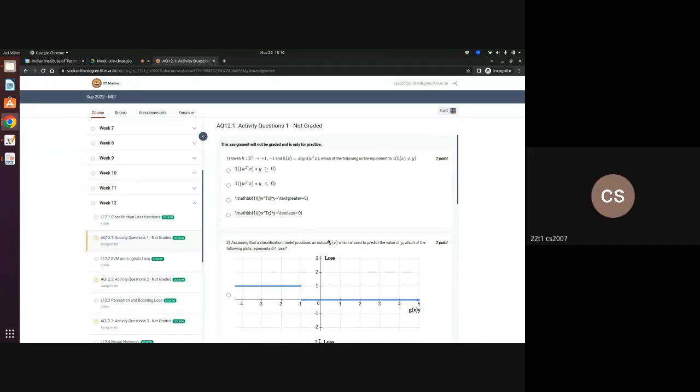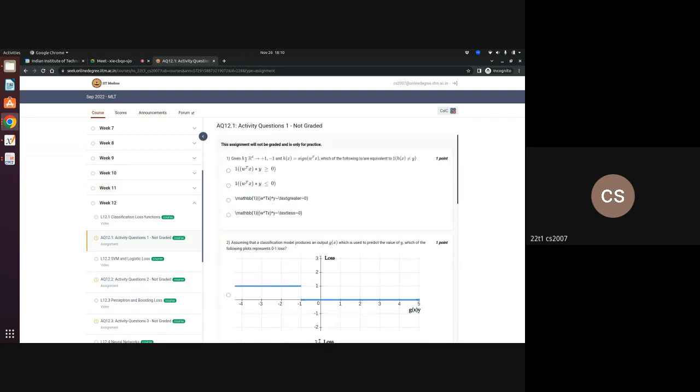Okay, so here you see the first set of activity questions. I hope you've watched the videos so you'll get some idea of these questions. So let's go over them. There's some configuration issue here. This one is greater than 0 and this is less than 0. I'll get this fixed after the session.